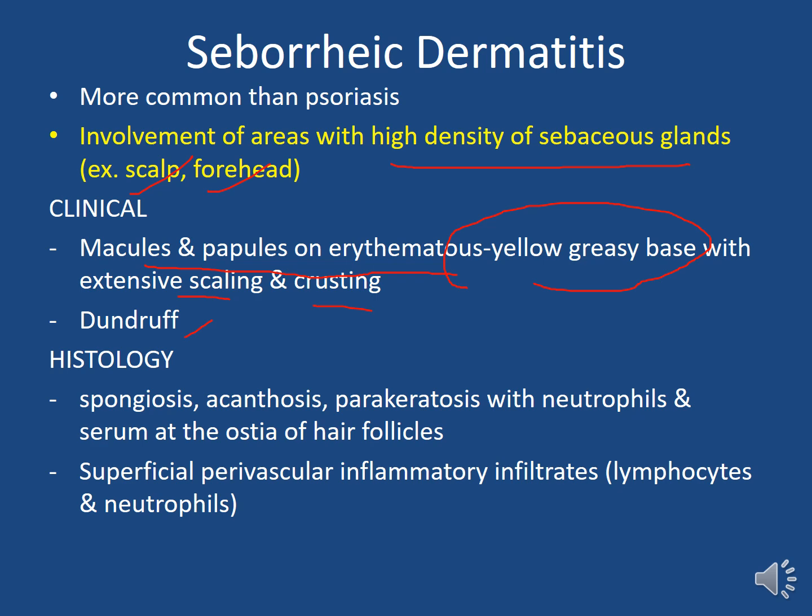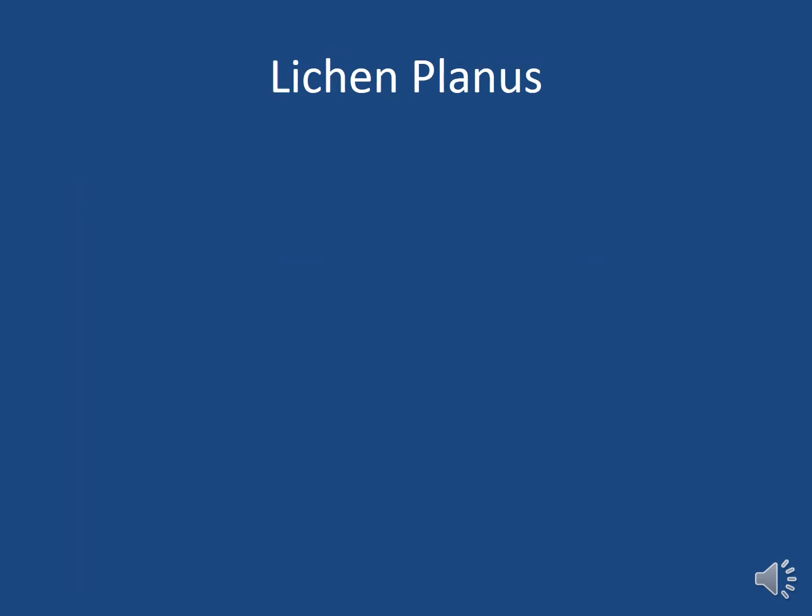Under the microscope, we will be able to see spongiosis, edema within the epidermis, acanthosis, hyperplasia of the epidermis, parakeratosis, retention of the nuclei in the stratum corneum with accompaniment of neutrophilic infiltration, and serum at the ostia of the hair follicles. And then there will be numerous infiltrates of lymphocytes and neutrophils in the dermis also. The cause, unfortunately, is unknown for seborrheic dermatitis.